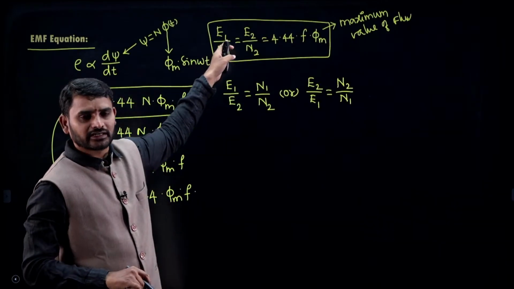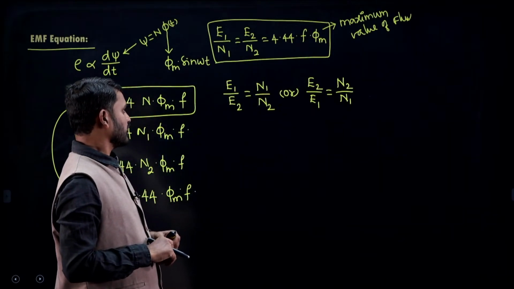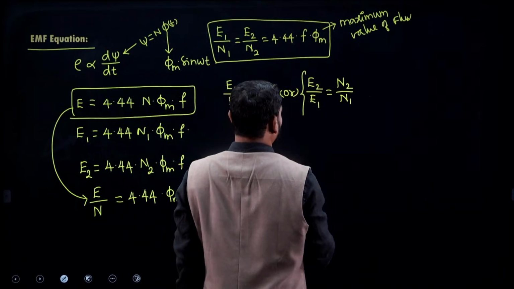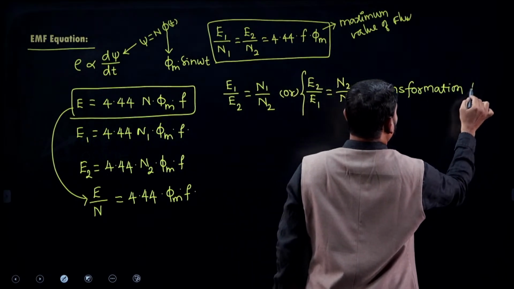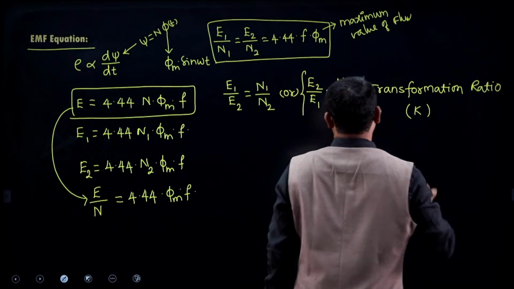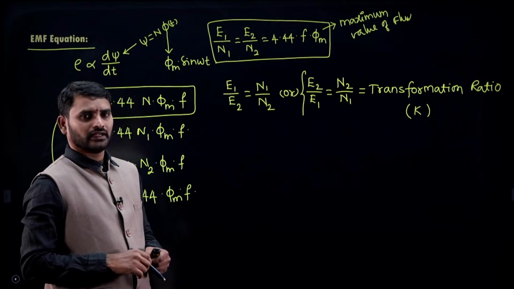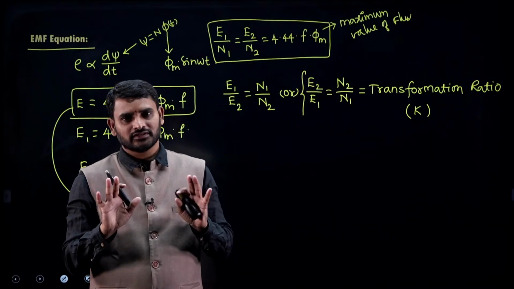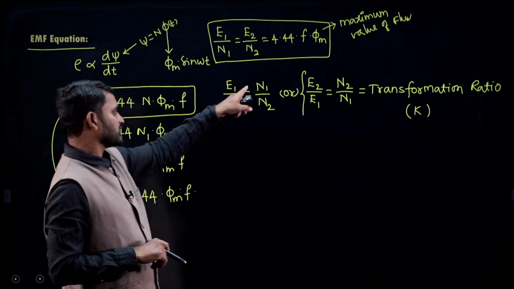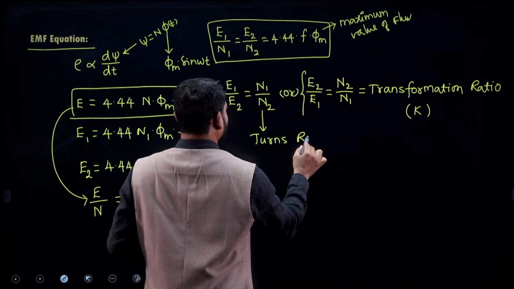Okay. We have seen the EMF equation and we have got one conclusion, that EMF per turn on both the sides is the same. Remember that phi m is the maximum value of the flux. You can call this ratio, E2 by E1 is equal to N2 by N1, the transformation ratio. We generally represent it with K. I am not mentioning here low voltage winding or high voltage winding, it can be anything. You can use the transformer as a step up or step down transformer. In general, I am representing. If you write in terms of N1 by N2, it is a turns ratio. Be careful with the turns ratio and transformation ratio.